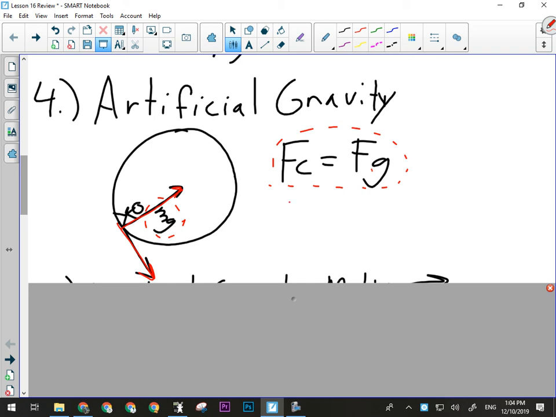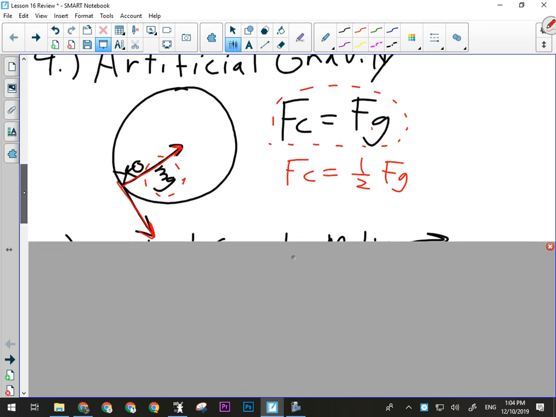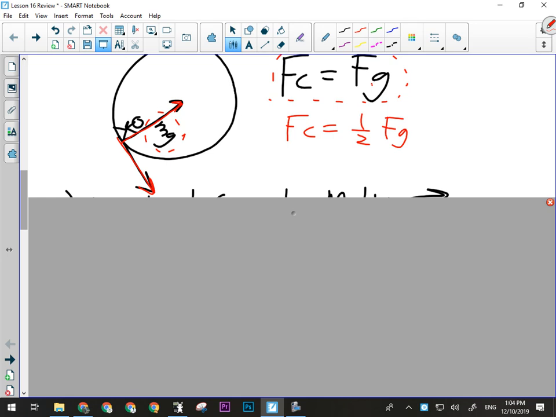Well, then that would change this formula to say that Fc equals, if I want to feel half my weight, then I put in half my weight, or 1.5 times the weight, then I put in 1.5 Fg. I just manipulate for whatever situation it calls for. All right, questions on artificial gravity?